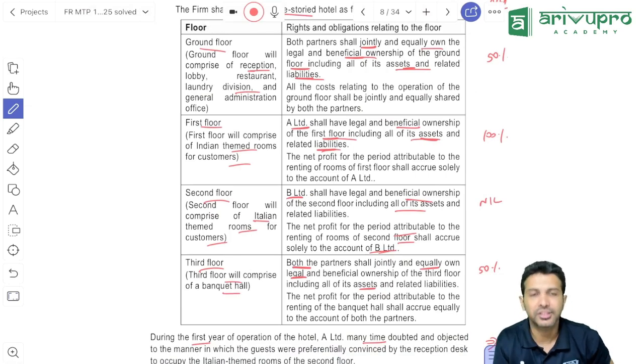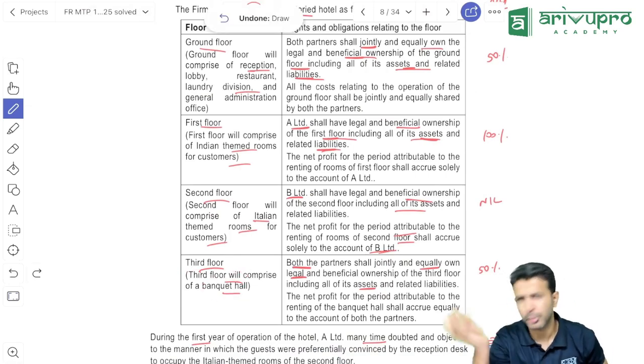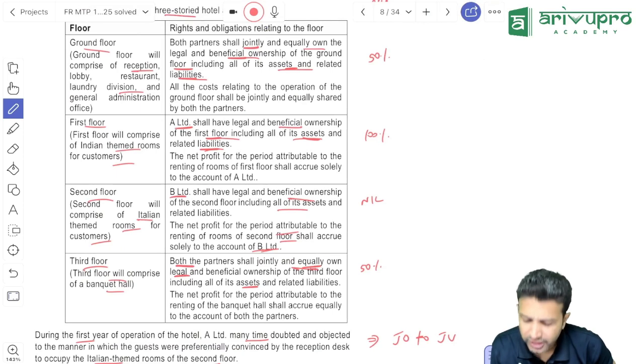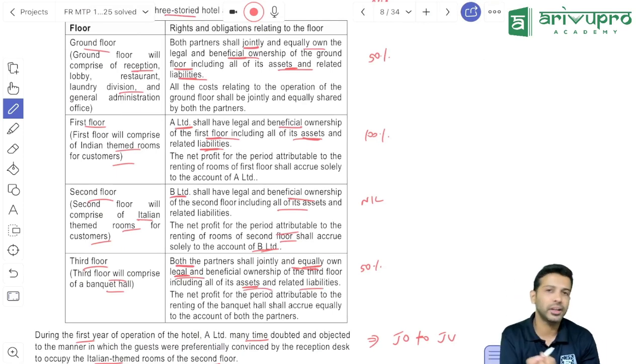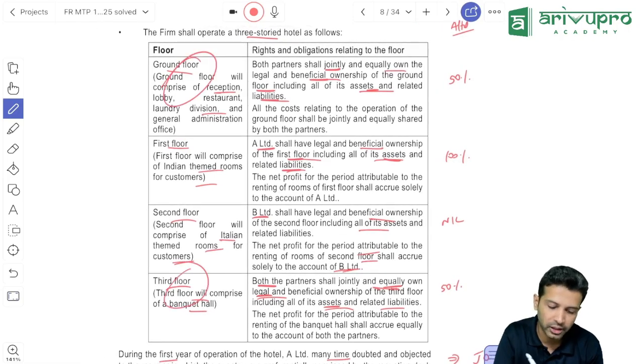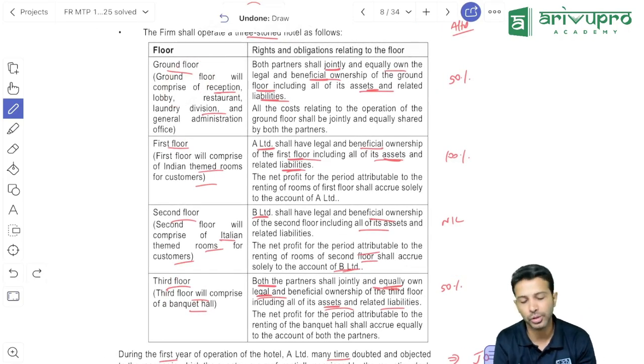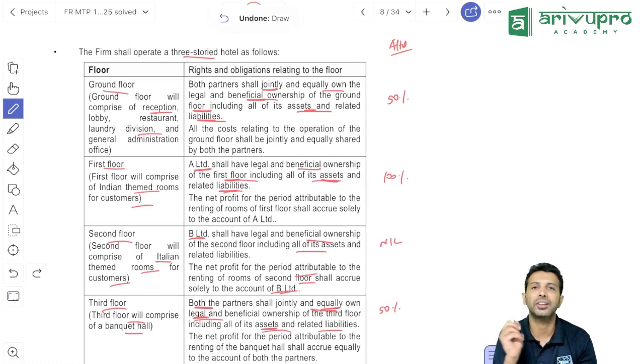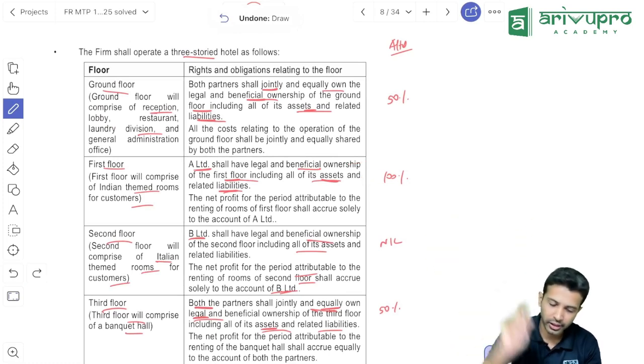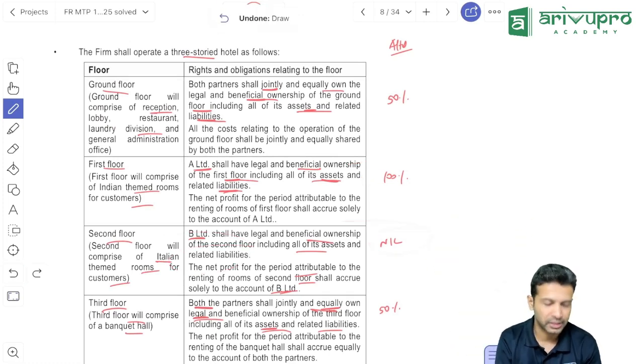Third floor's assets comprise a banquet hall, the party hall basically. Both the parties will have joint and equal ownership over these assets and liability. So 50-50 third floor. So ground floor and third floor assets, they are sharing in a 50-50 ratio. First floor's assets and liabilities, income and expense exclusively belong to A. Second floor's everything belongs to B. That's what they have agreed.